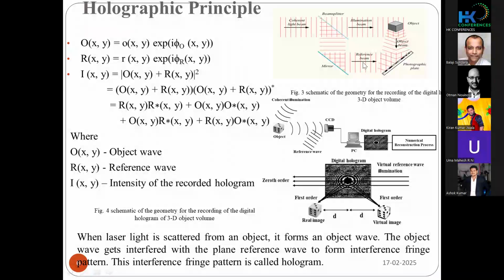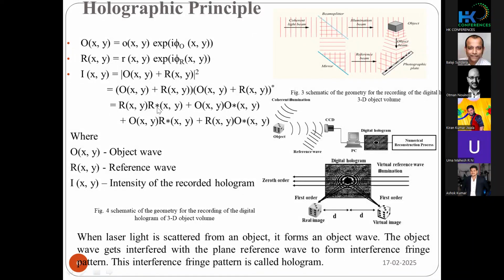Both object wave and reference wave get interfered in order to form interference fringe pattern. That interference fringe pattern is called as hologram. That hologram will be recorded by either digital devices, CCD and CMOS sensors, or photographic plates. So here we will be using digital device in order to form the hologram. So O of x comma y represents the equation for the object wave. R of x comma y represents the equation for the reference wave. I of x comma y represents the intensity of the recorded hologram, which contains reference wave, object wave, and twin image wave. Twin image wave means it contains real image as well as virtual image.